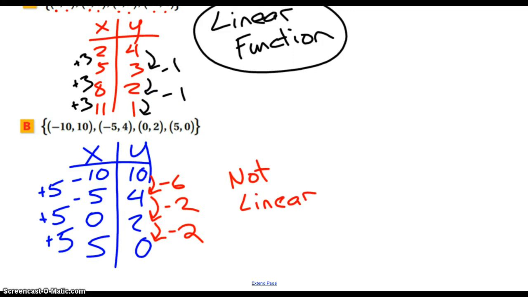All right. The second video today we'll talk about standard form and being able to look at an equation and determine if we have a linear function or not.